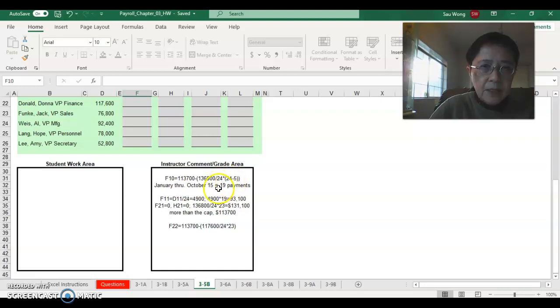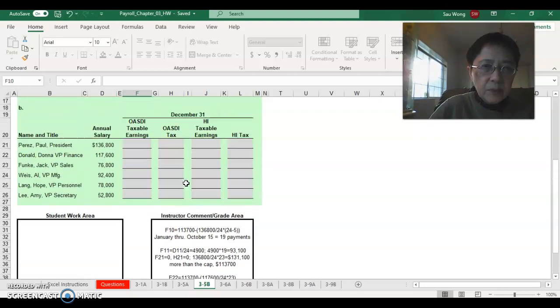And then times the 19 payments, because from January through October 15, he got 19 payments already. So he has already gotten the 19 payments, so we multiply by 19 for how much he has already been paid. And then we compare with the cap. In order to get the OASDI taxable wages, we have to compare with the cap. Up to the 113,700, he needs to pay the OASDI taxes.